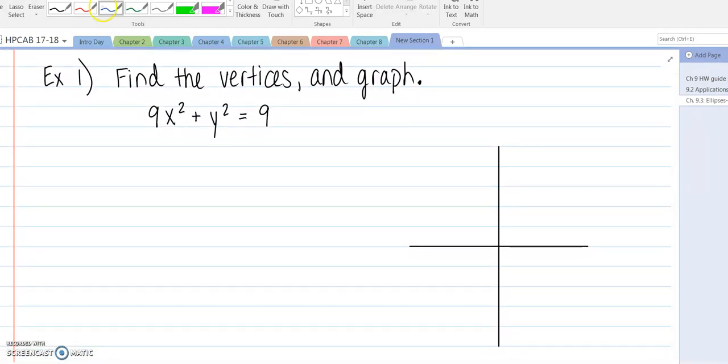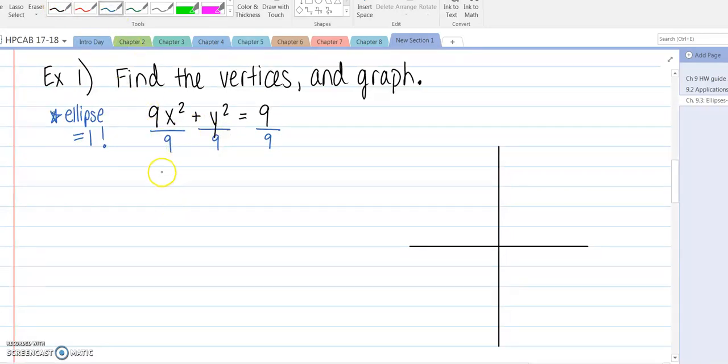Okay, example 1, we've got find the vertices and graph. So one of the key points to remember is that an ellipse must equal 1. If you see that it doesn't, try to think back to what we talked about with vectors. If you want something to equal 1, you just divide it by that number. So I want it to equal 1 and it equals 9 right now. Well, I'm just going to divide everything by 9 then. And that'll put it in standard form.